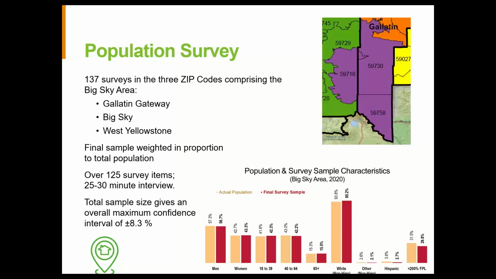And then on the bottom of this screen is a chart showing some demographic characteristics. The orange bars are the true population for the Big Sky area. Our survey sample then is the red bars. So essentially when we looked at the comparisons, those orange bars and the adjacent red bars are very similar. So the takeaway is that the survey sample looks very much like the distribution of the population in terms of gender, age, and race. And so this representativeness allows us to project the findings to the general population and do so with confidence.